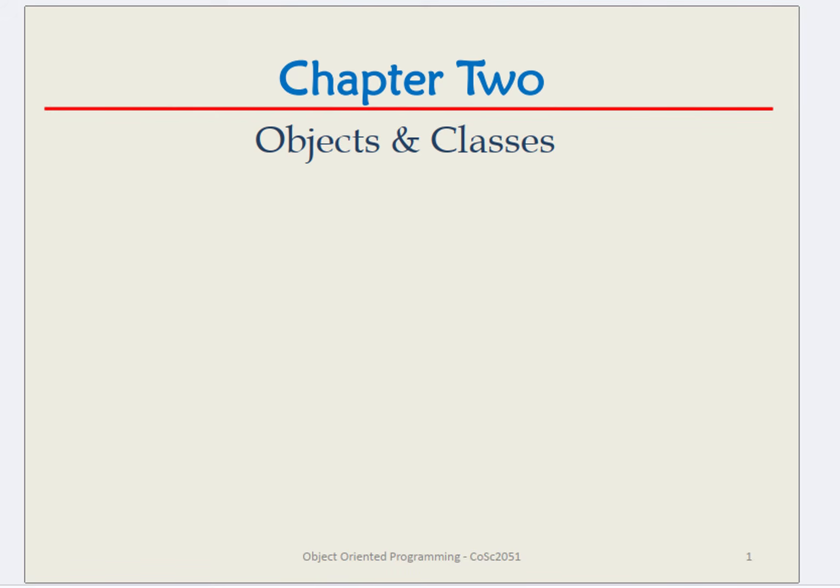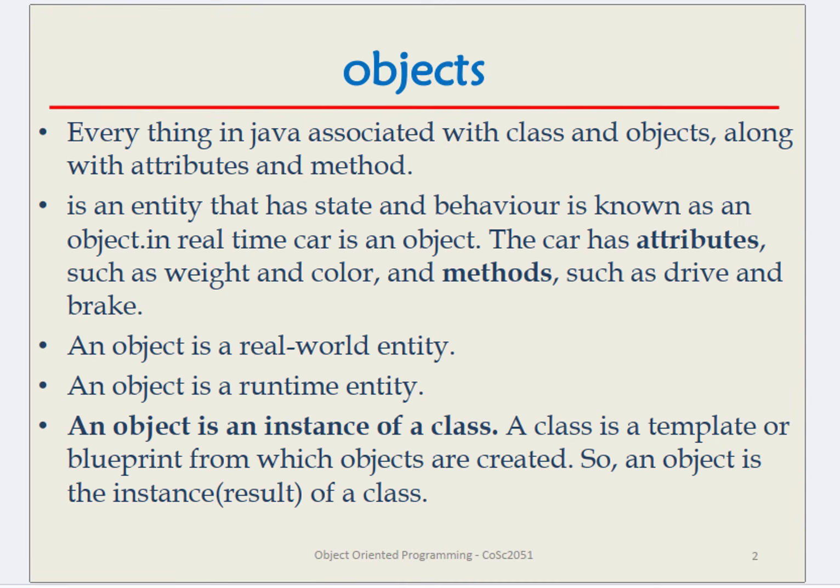Chapter 2: Objects and Classes. Object-Oriented Programming, COSC 2051-1. Objects. Everything in Java is associated with classes and objects, along with attributes and methods. An entity that has state and behavior is known as an object.